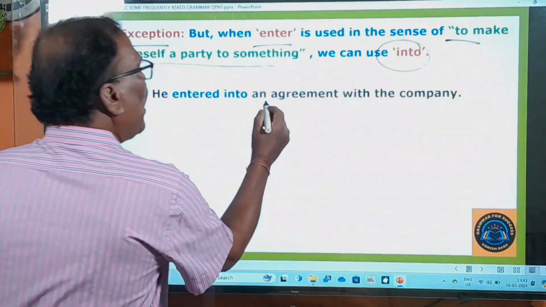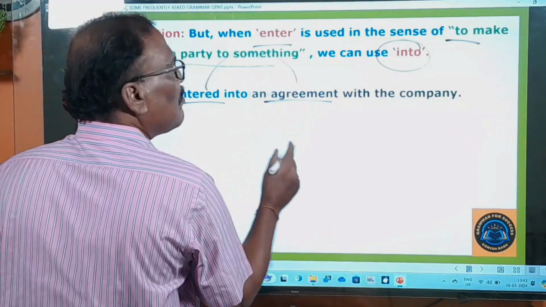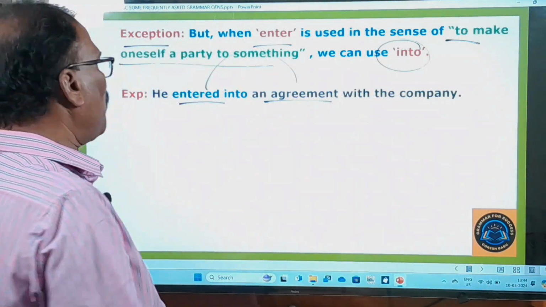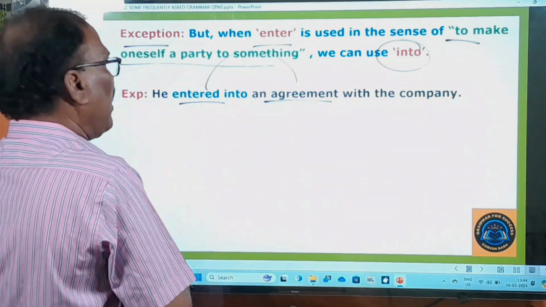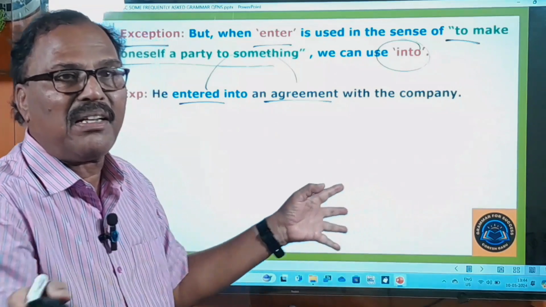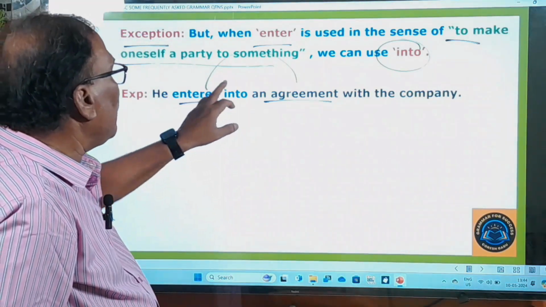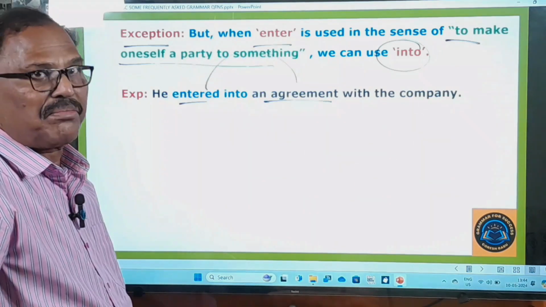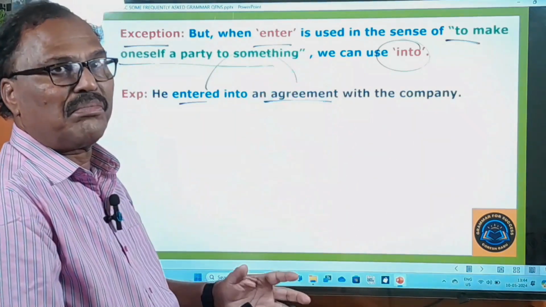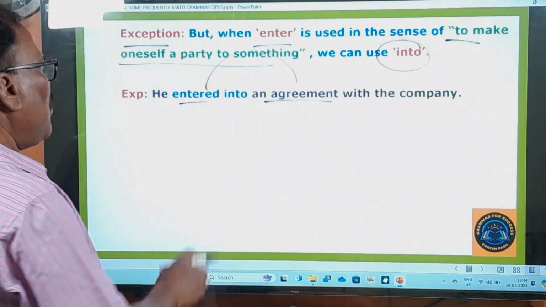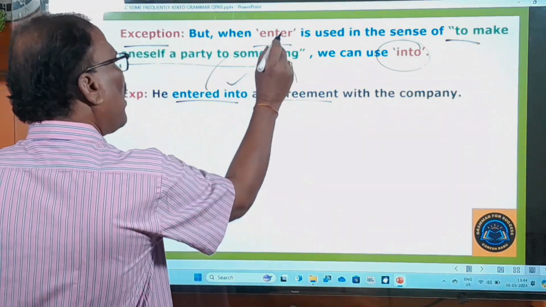He entered into an agreement with the company. Entered into an agreement. He is not entering into a room or a hall or a bathroom or kitchen or anything like that. He entered into, here the meaning of this is different. He entered into an agreement. So here then you can use entered into, is okay.